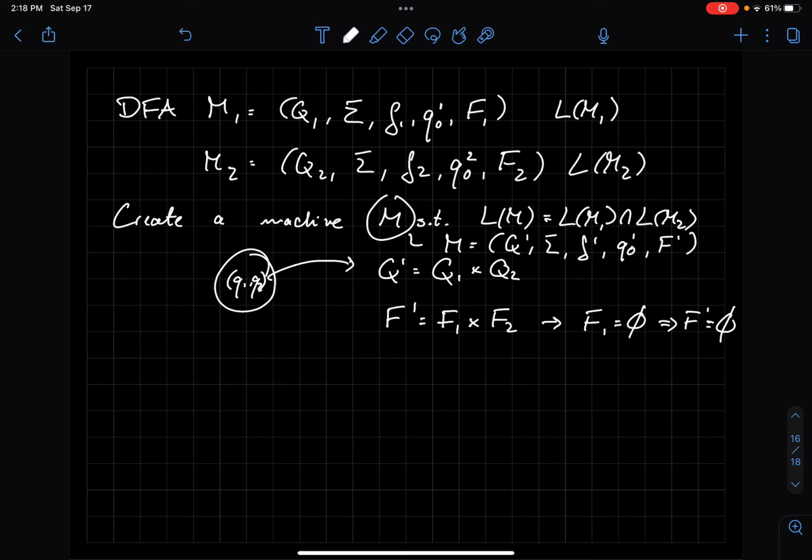And then what should be Q0 prime? Well, Q0 prime, I'm going to say, is the start state for both M1 and M2. It's going to be the start state for M1 and M2, okay?